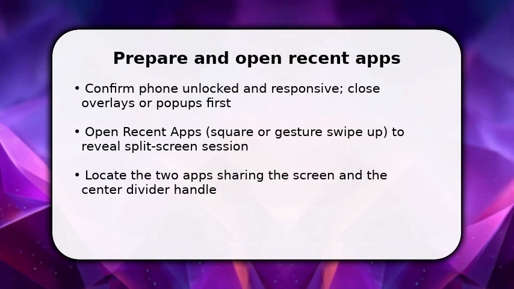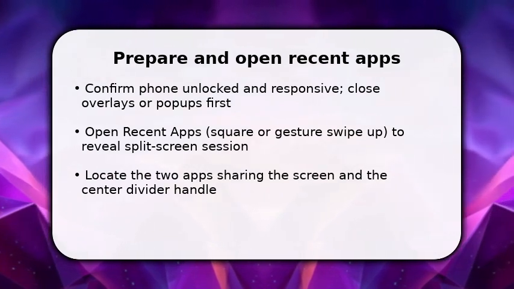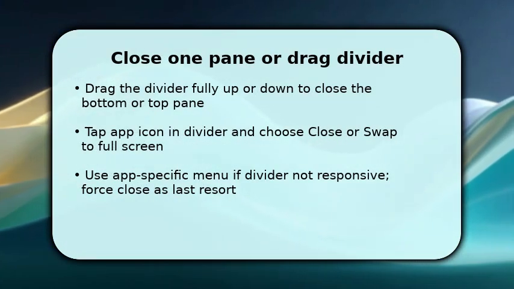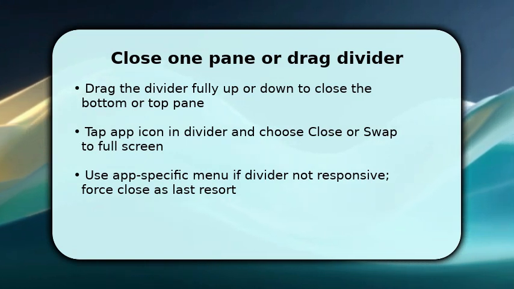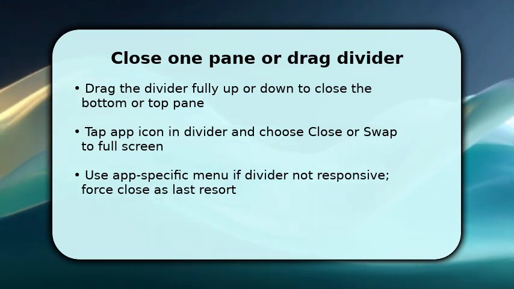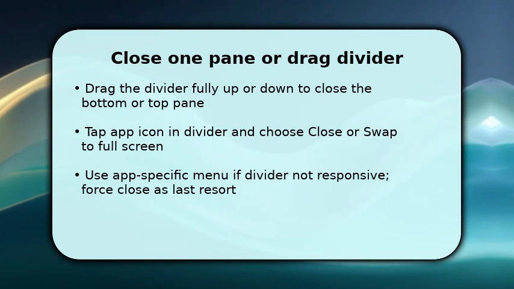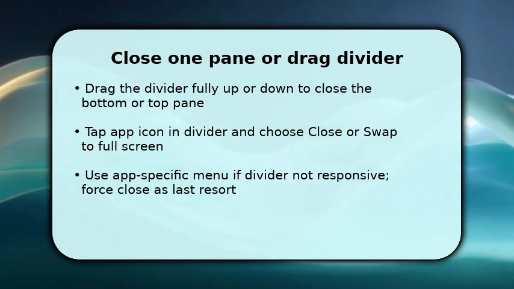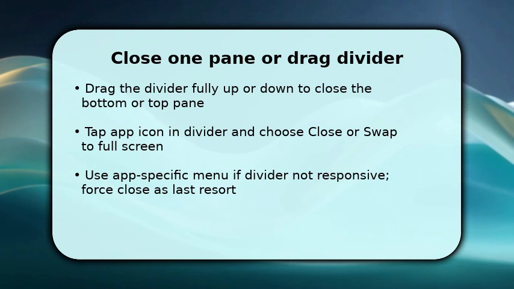Now perform the action that removes split screen. Grab the center divider and drag it completely to the top or bottom edge. This expands one app to full screen. If dragging is tricky, tap the app icon in the divider and select Close, Maximize, or Open Full Screen instead.